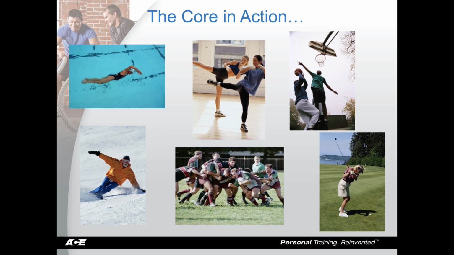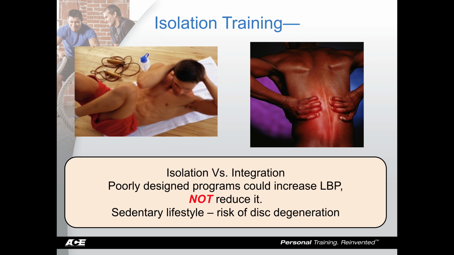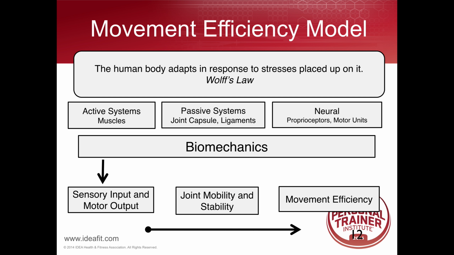So we need to keep that in mind and tell our clients that when they ask why they're doing a number of these exercises. So isolation training could increase low back pain, because if somebody has low back pain and they're trying to strengthen their core by doing crunches, all those flexion cycles in the spine are going to cause irritation and make it worse. So we need to respect the movement efficiency model.